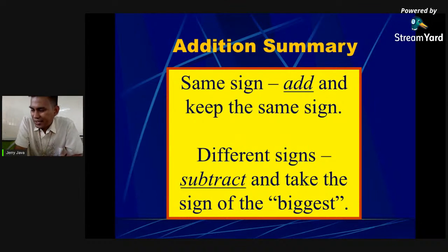You can copy this. This is now our rule. Okay? Ito yung rule natin. You can copy that. Maliit lang naman yan. Same sign.